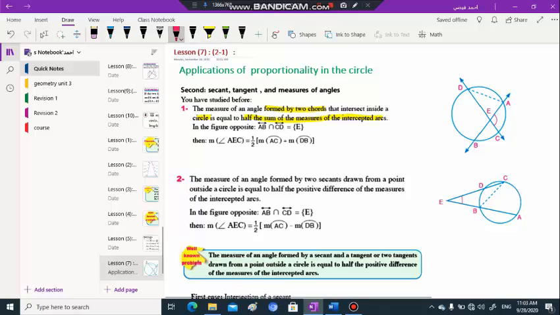So in this figure we have angle AEC. If you want to find the measure of angle AEC, it is inside the circle, so the measure of angle AEC equals half the measure of arc AC plus the measure of arc DB. Or we can say the measure of arc AC plus the measure of arc DB, divided by 2, equals the measure of angle AEC.